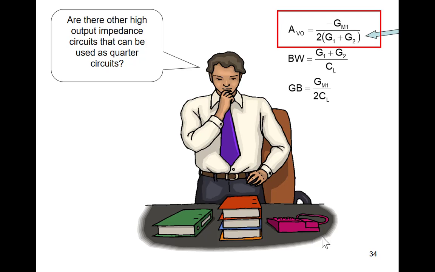Okay? So let's go back and ask the question, are there other high output impedance circuits that can be used as a cascode circuit? So we started out with the single transistor as a cascode circuit, which made a pretty good op-amp. It's our reference op-amp. Then we went to the cascode configuration, a 2 transistor structure, and it resulted in a big increase in the gain. So let's go back to this expression here.